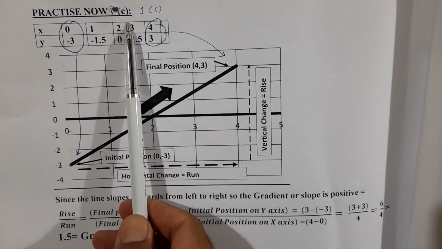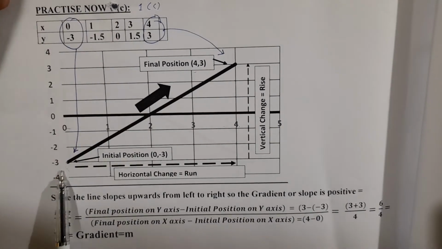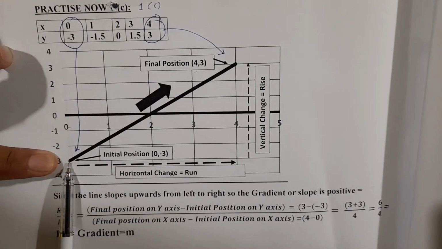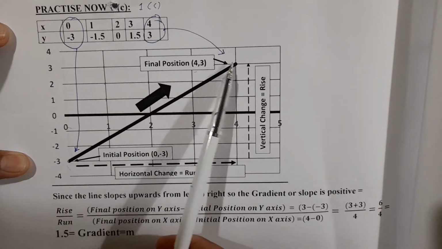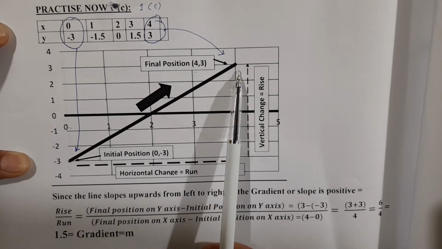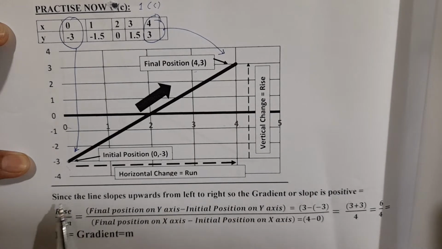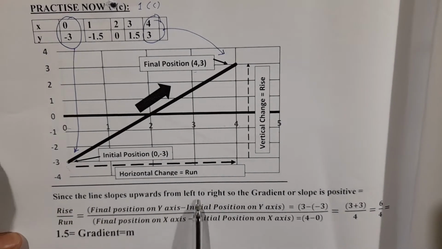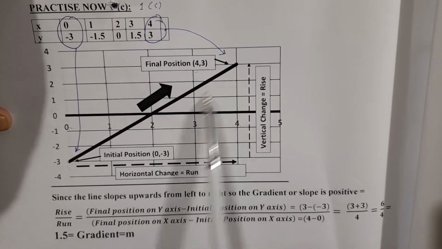Practice Now 1C. The initial position is 0 and minus 3, so 0 on the x-axis and minus 3 on the y-axis. The final position is 4 and 3, so 4 on the x-axis and 3 on the y-axis. Since the line slopes upwards from left to right, the gradient or slope is positive. So this is a positive slope.